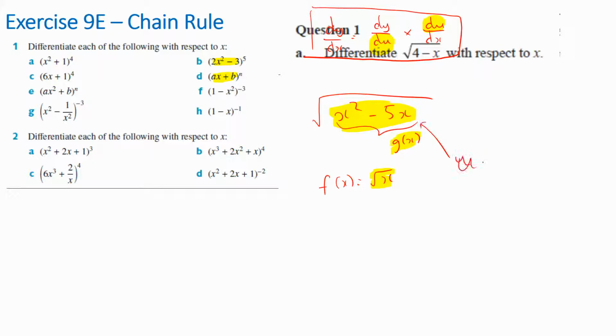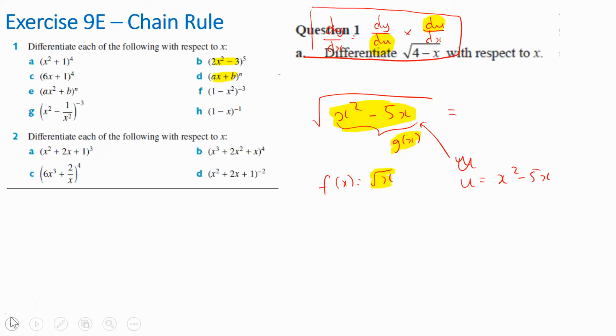Oh, what's going on? No, it's lagging. U equals x squared minus 5x. Why do I do that? Because then now it is the square root of, wow, what the hell happened? Seriously, stop doing this to me. Oh my god. Alright, there we go.